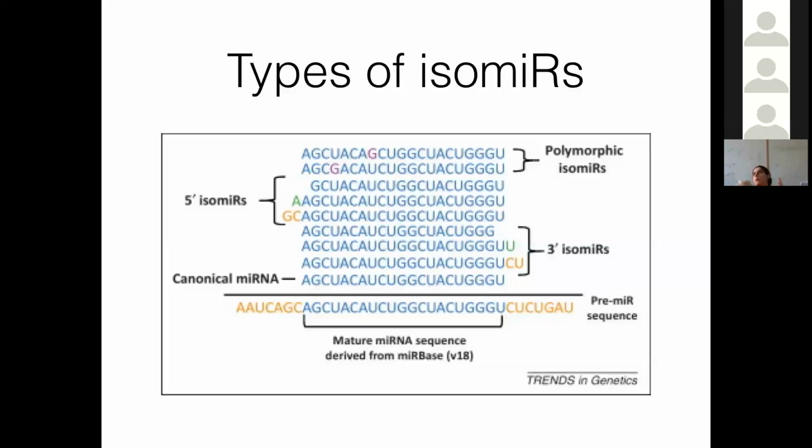And the last one is addition. The additions are nucleotides that you don't find in the precursor. Normally, they are mainly adenosine and uracil.